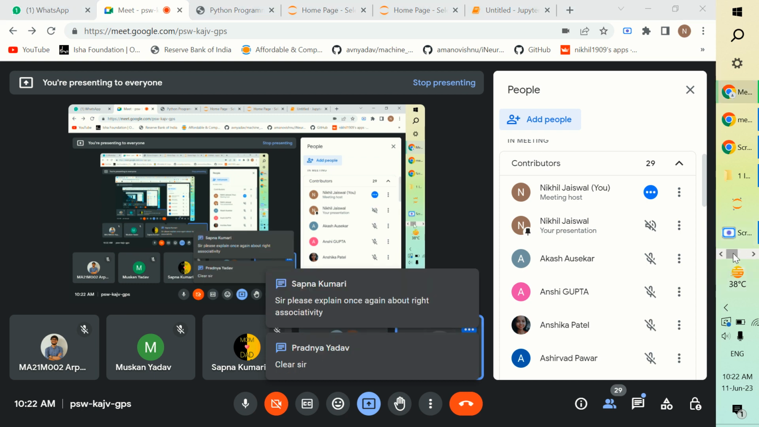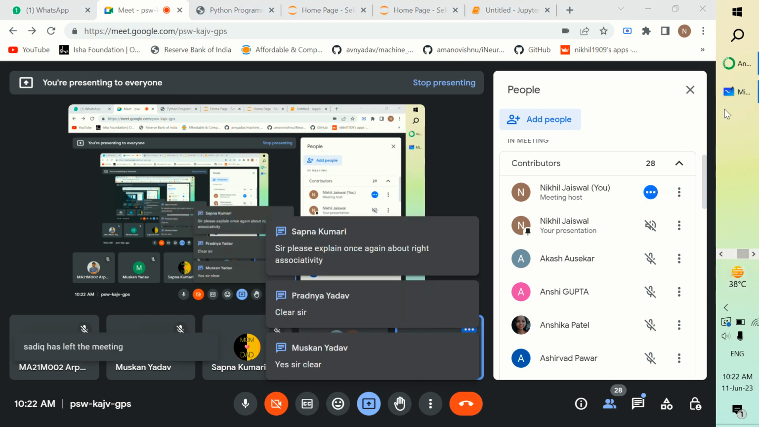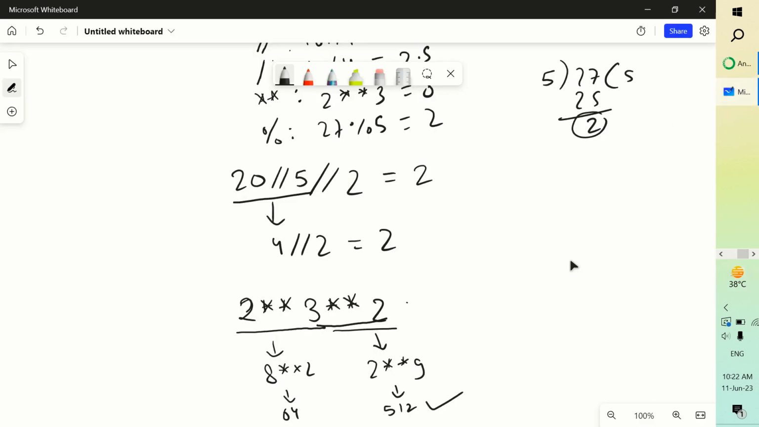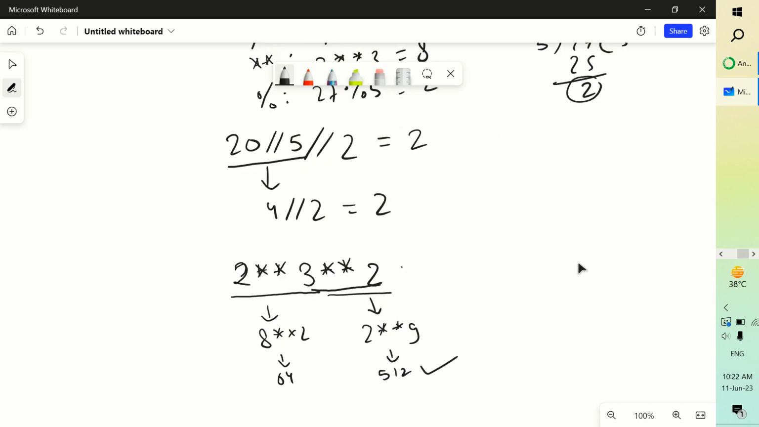Okay, I'll explain once again. Right associativity means it will start operating from the right in an expression. So this whole thing, 2 raised to the power 3 raised to the power 2, is an expression. It can compute the expression in two ways: either it will start from the left or from the right.